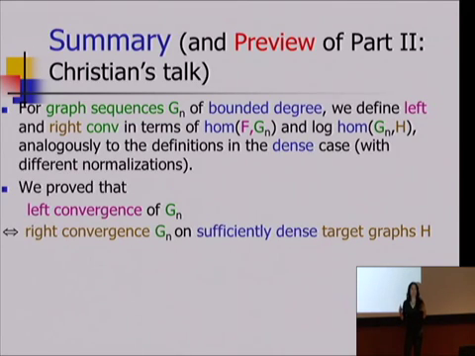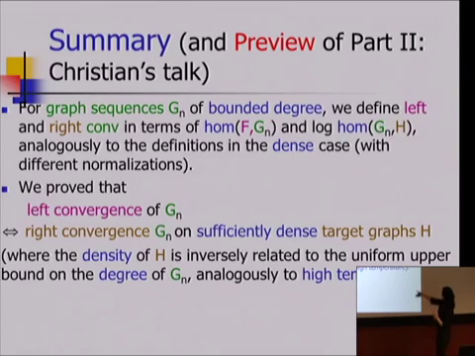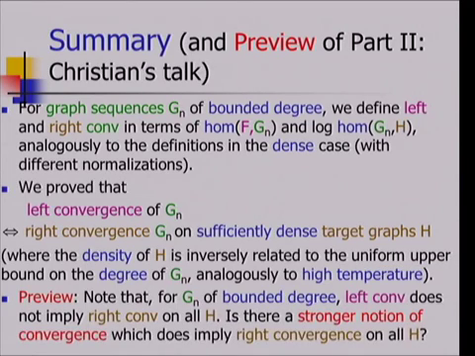that we had this definition that didn't imply right convergence. So, as I said, the density of H is inversely related to the uniform upper bound on the number of neighbors of the sites in G, analogously to high temperature. But left convergence, as I showed you with the bipartite graph and the odd cycle, does not imply right convergence on all H. So the question is, is there a stronger notion of convergence, okay? Stronger than just asking for all the subgraph frequencies, but not hopefully ridiculously strong, which will imply right convergence for graphs of bounded degree. And that, in fact, is what Christian is going to talk about in half an hour or so. Okay. That's it.